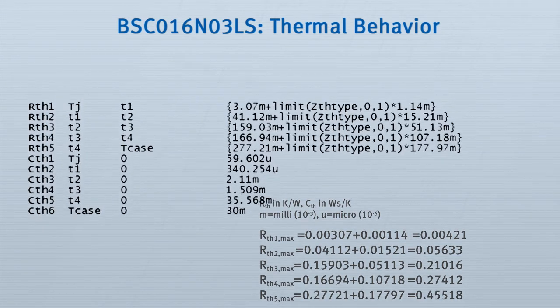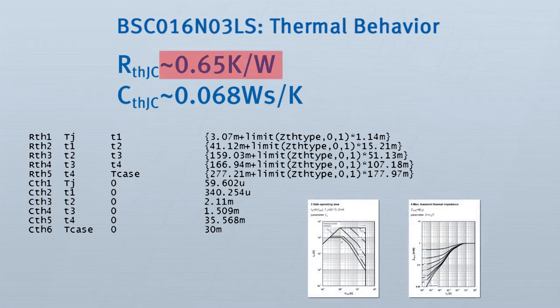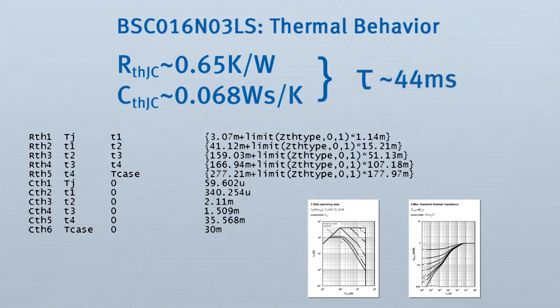So you will find an overall thermal resistance of 0.65 Kelvin per watt and a thermal capacitance of 0.068 watt seconds per Kelvin. But what does that mean for our problem, for our 1 second pulse? Let's calculate the thermal time constant. Here we see it's around 44 milliseconds, which fits perfectly to our diagrams. Okay, 45 milliseconds is much shorter than our 1 second pulse.